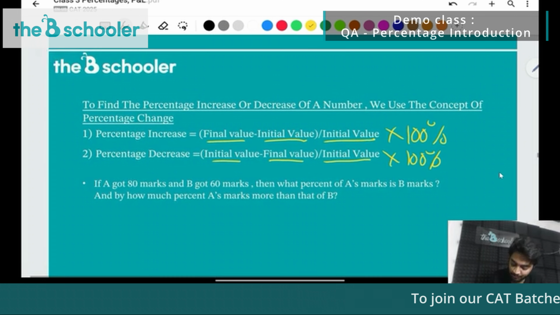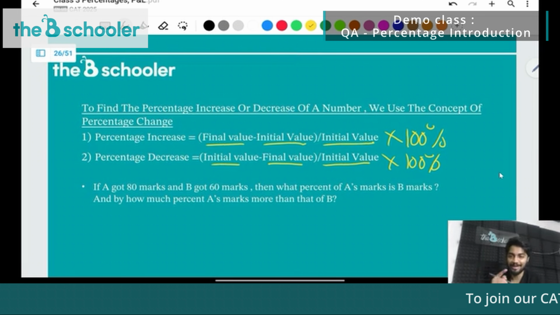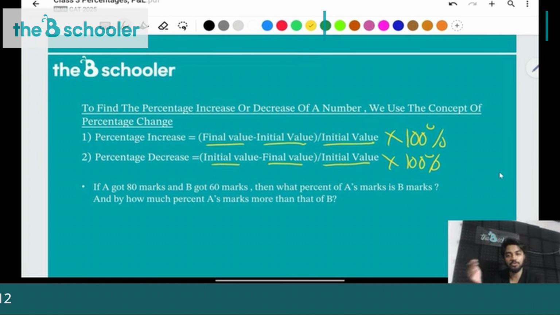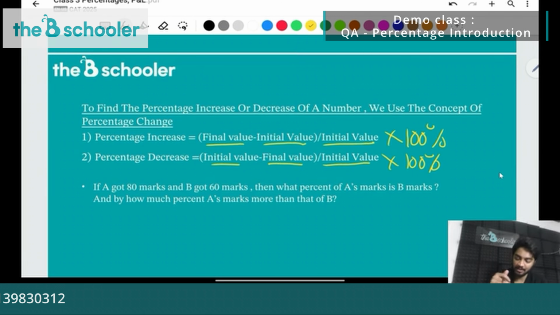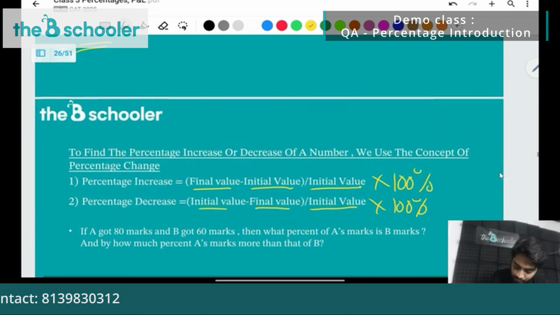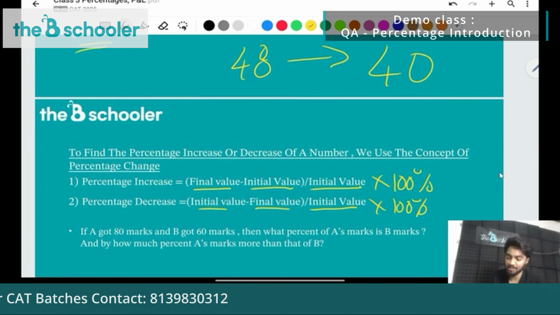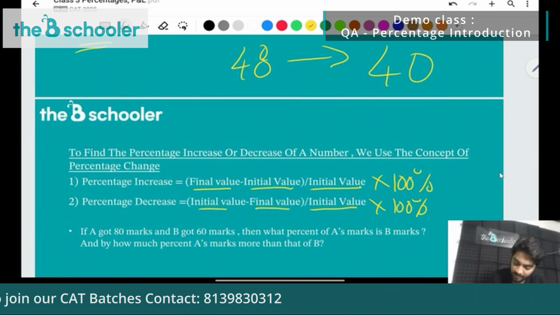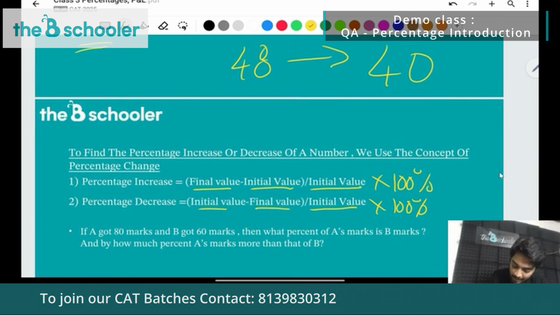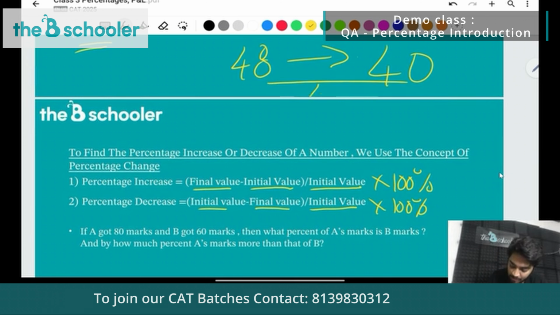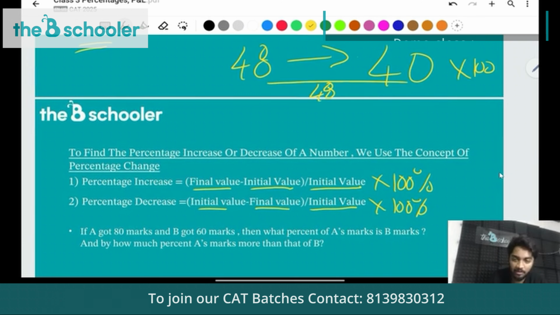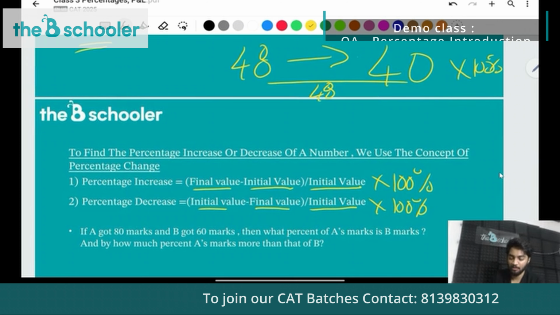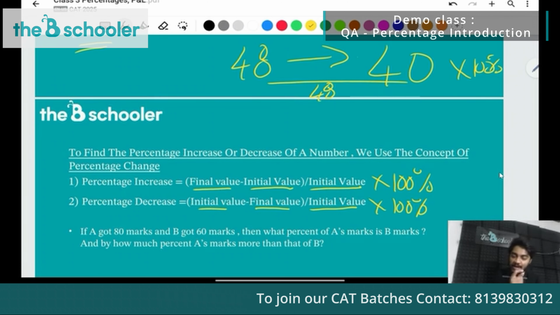Why we are doing this is, if you do final value minus initial value, you will get it in negatives. But because you're already saying percentage decrease, you're already telling them that there is a decrease, you don't have to show a negative there. So if a number went from 48 to 40 and you're asked to find the percentage decrease, then it is going to be 48, initial value, minus final value 40, divided by initial value, which is 48, into 100 percentage. Okay. Because you're already mentioning decrease in the term, you don't have to show a negative value there.